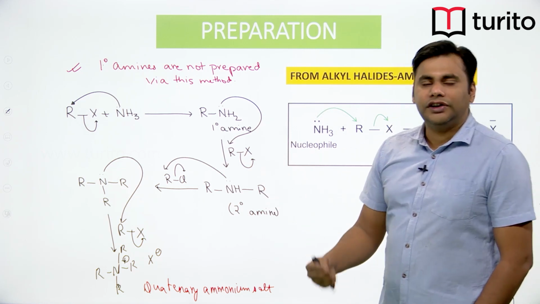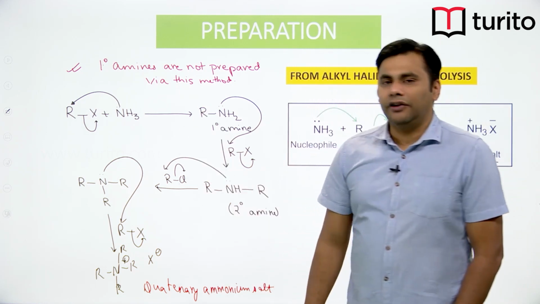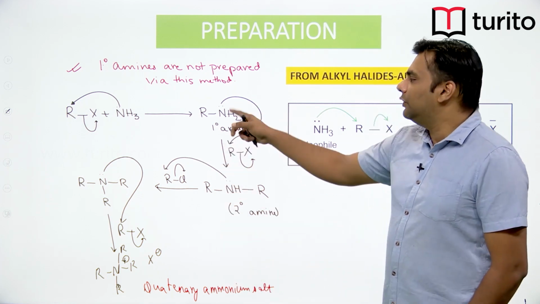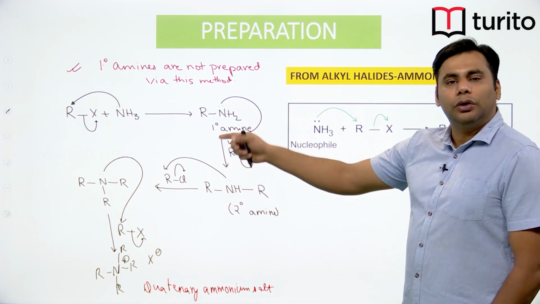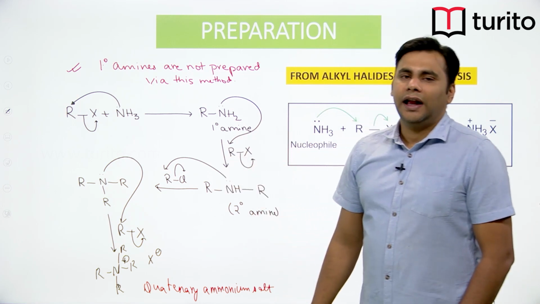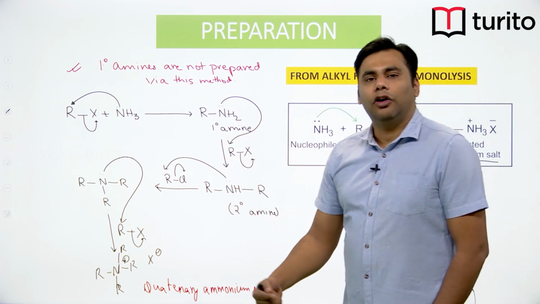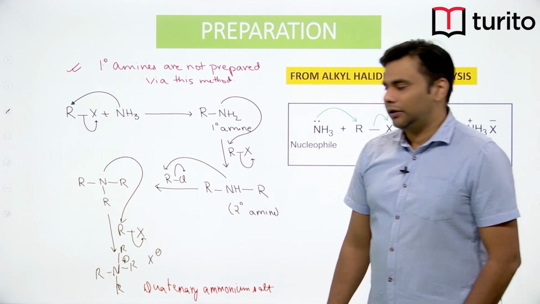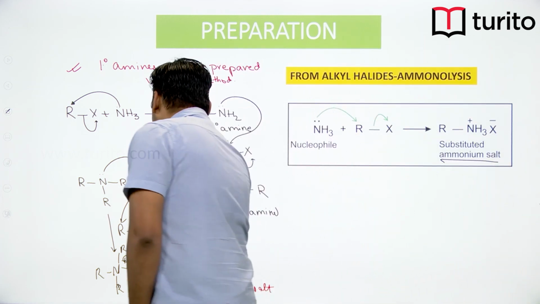But overall we say that 1 degree amines are difficult to prepare, because once a 1 degree amine is formed, its nucleophilic strength has increased, so it can go and attack another alkyl halide molecule and form a 2 degree amine, further a 3 degree amine and a quaternary ammonium salt. Okay, so I hope this is clear to everyone.